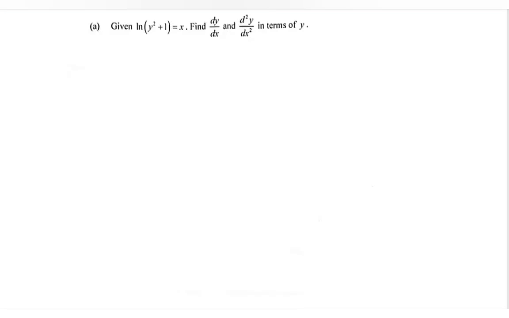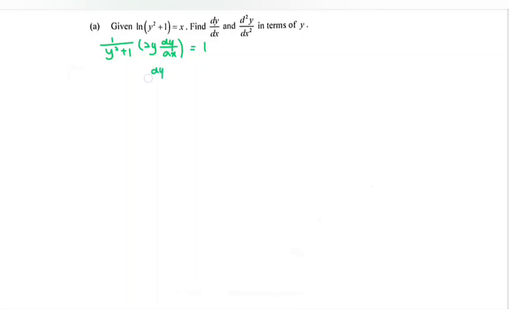If we differentiate the ln, we will have 1 over y squared plus 1. Next, differentiate the internal function, so we will have 2y dy/dx. If we differentiate the 1, we will have 0. Focus on the right hand side. If we differentiate x, we will have 1. So kindly rearrange the situation.